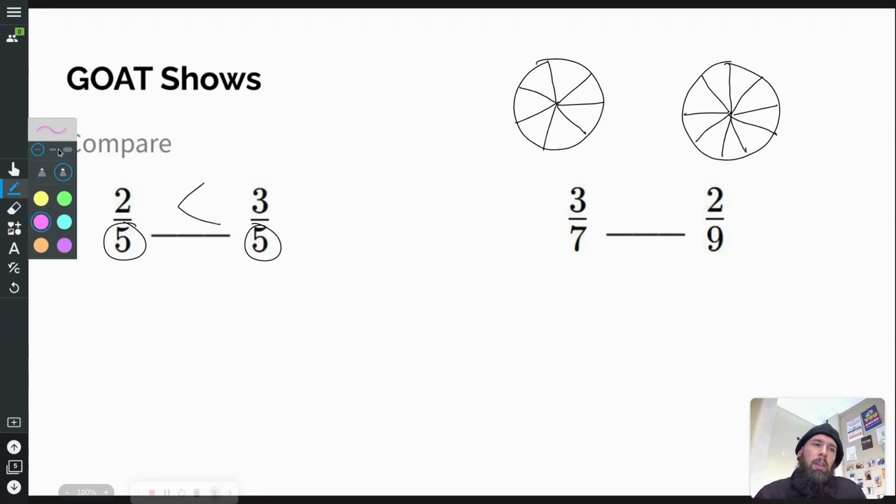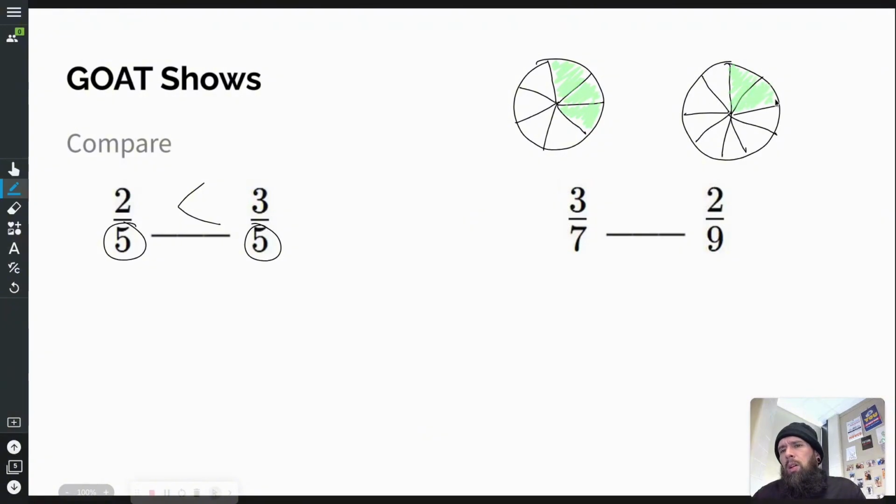Okay, so let's shade things. 1, 2, 3 sevenths versus 1, 2 ninths. That has a lot more green in it than that does, which means 3/7 is greater than 2/9.